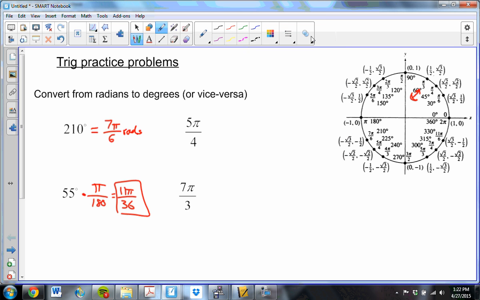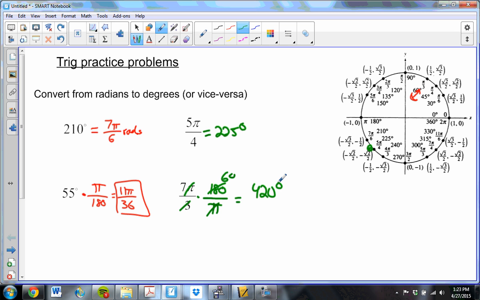Other way around, 5 pi over 4, again, if it's on the unit circle, and this one is, it's 225 degrees. If it's not on the unit circle, I'm going to have to convert. So I do times 180 over pi. The nice thing is the pi's cancel. 3 over 180 becomes a 60, so it's 7 times 60, which is 420 degrees.